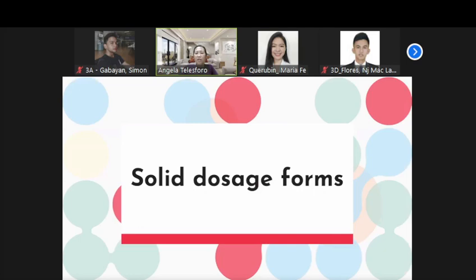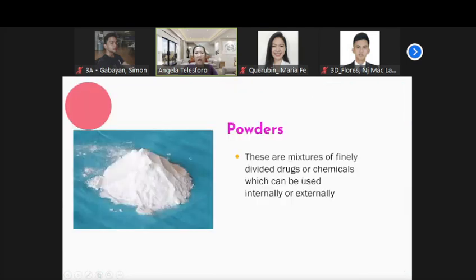So we go to the solid dosage forms. Powders. These are mixtures of finely divided drugs or chemicals which can be used internally or externally. Give me an example of this, Miss Kirobin. Any powder medicine that you know?